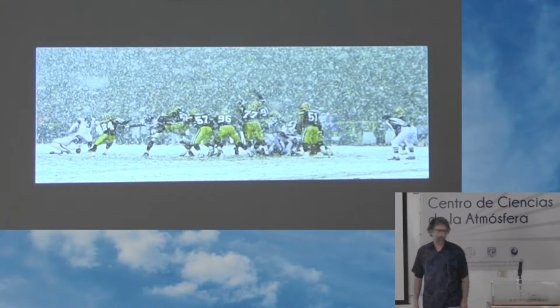Here's the Green Bay Packers, your favorite team.